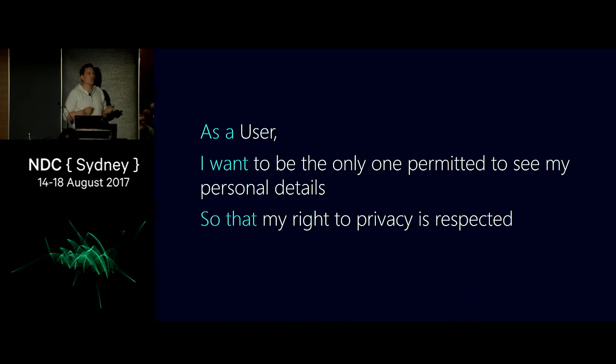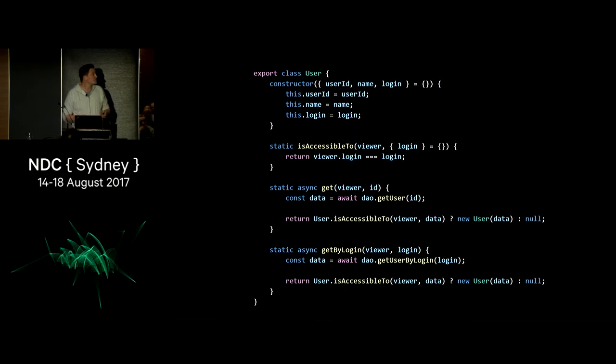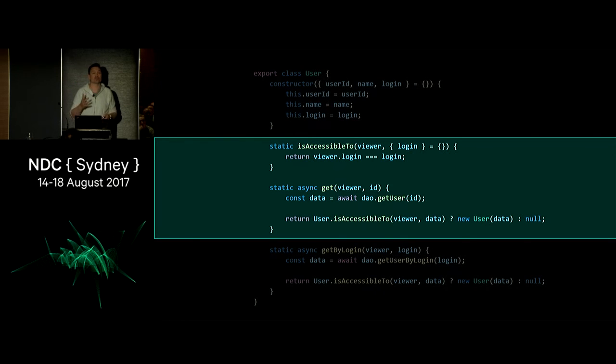But what would that really look like then? As a user, for instance, I want to be the only one permitted to see my personal details so that my right to privacy is respected. Seems like a pretty legitimate user story. From a model perspective, I always look to get one source of truth for how you would retrieve one of those models. Irrespective of the entry point on the graph, there should be one way of retrieving each type of entity. So in this case, every call to get a particular user will go through this method.